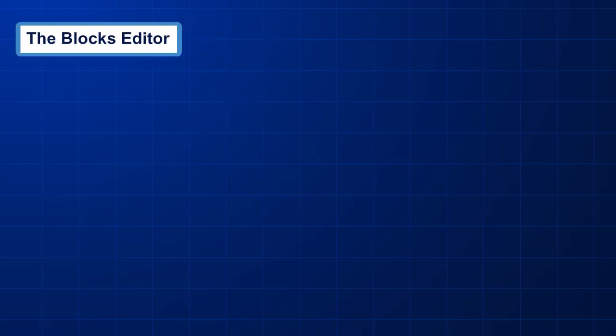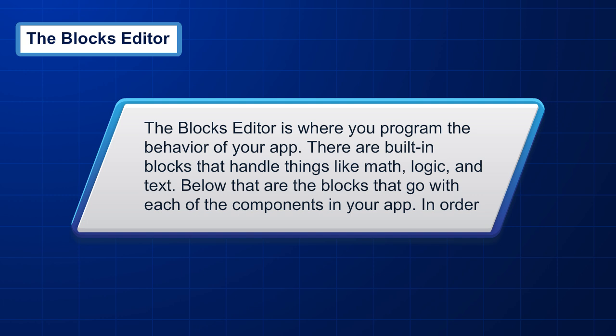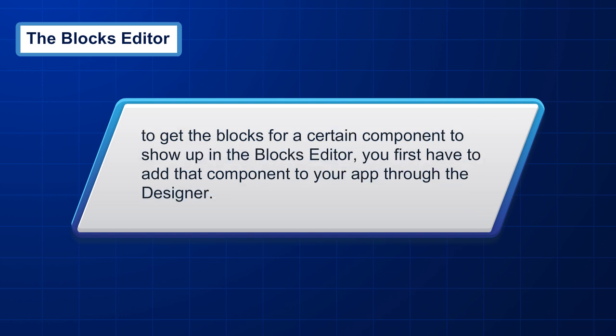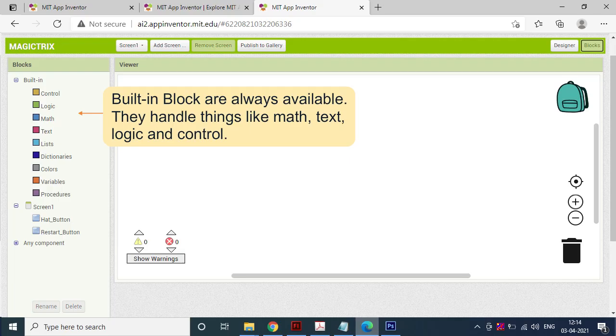The Blocks Editor. The Blocks Editor is where you program the behavior of your app. There are built-in blocks that handle things like math, logic, and text. Below that are the blocks that go with each of the components in your app. In order to get the blocks for a certain component to show up in the Blocks Editor, you first have to add that component to your app through the designer. Built-in blocks are always available. They handle things like math, text, logic, and control.